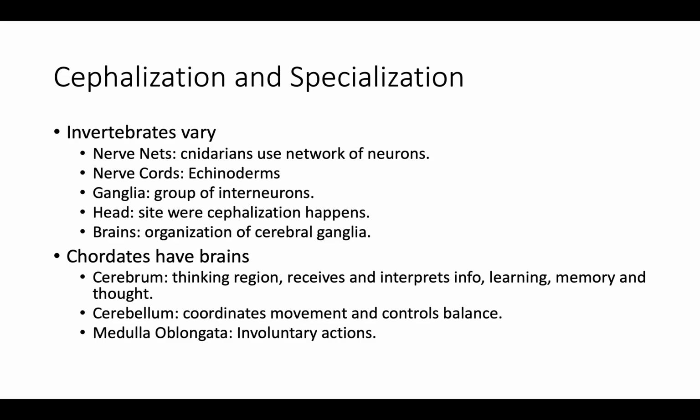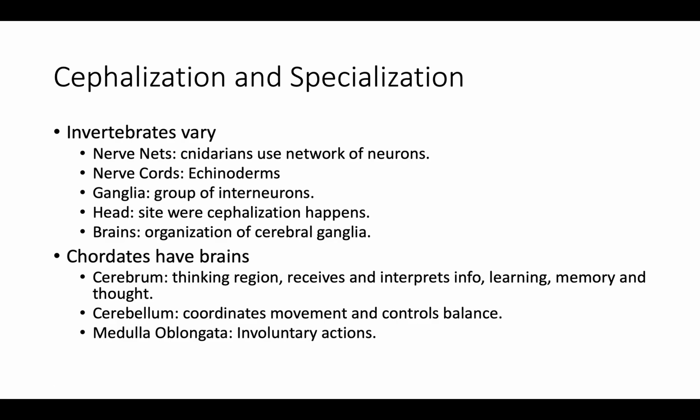Chordate brains really have three structures that are going to be prevalent and important. One being your cerebrum here. Okay, if you look at the brain, the squiggly looking part, that's your typical idea of what a brain looks like. This is going to be responsible for any type of thinking that should happen, receives and interprets information, learning, memory, and thought. Okay, this is applying to humans.